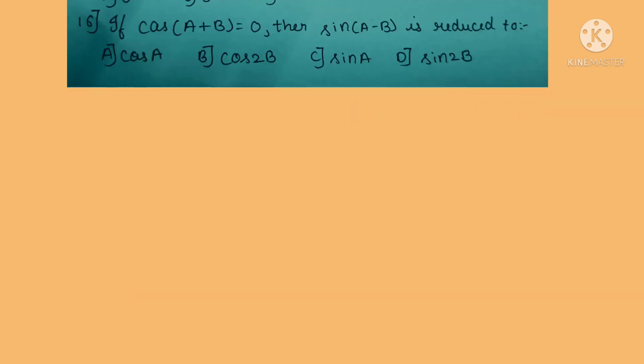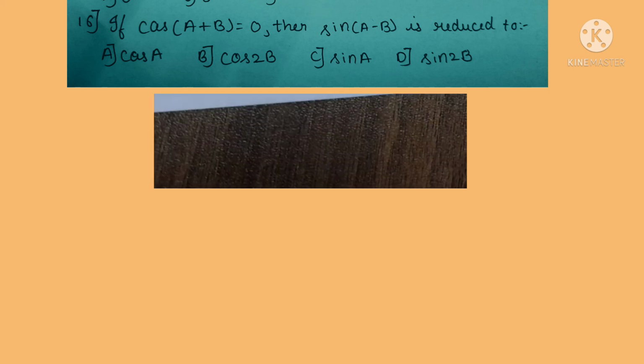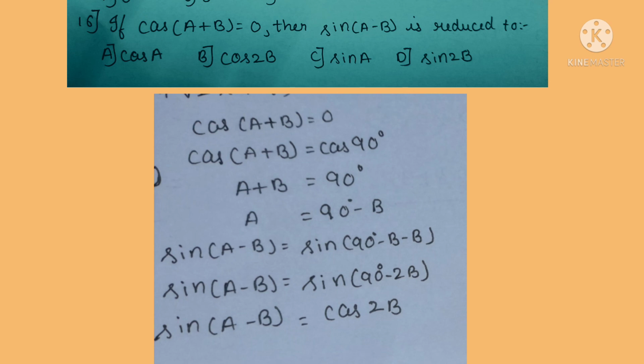Let's move to the 16th main question. If cos of A plus B is equal to 0, then sine of A minus B is reduced to? Over here also 4 options are given. Here two options are in the form of trigonometric functions of double angles; we can see cos of 2B and sin 2B. So over here we need to use the allied angles formula, so I have just used it. Cos of A plus B is equal to 0 according to the given question. So 0 is nothing but cos of 90 degrees, so the cos cancels on both sides, and over here A plus B is equal to 90.